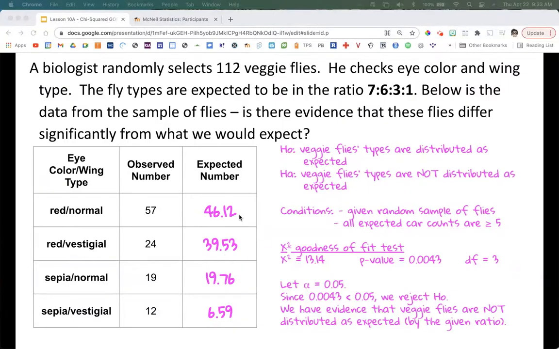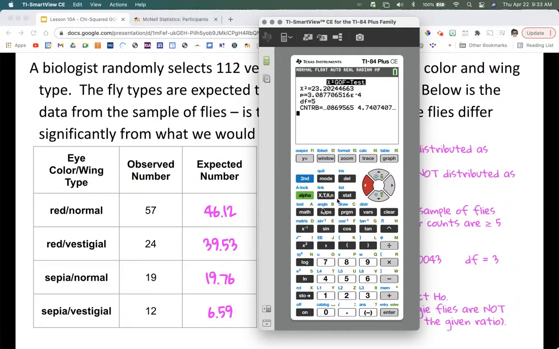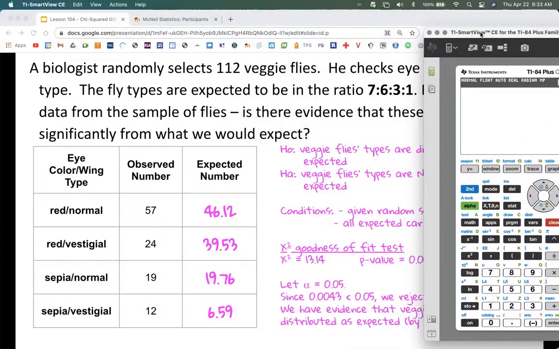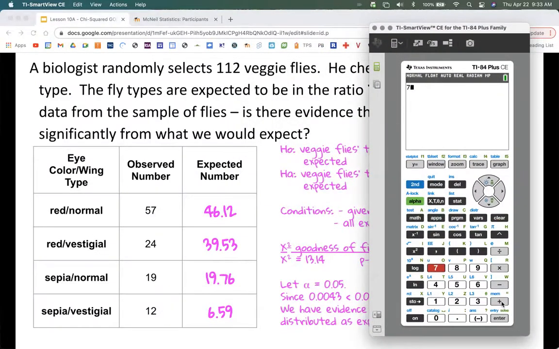So the way that we would figure out expected counts is I'm going to first add together 7, 6, 3, and 1 to figure out how many total we're dealing with, which is 17. And then basically it goes in order 7 to 6 to 3 to 1. So for that top category, that's the 7. What I'm going to do is say 7 out of 17 times the total number of flies, which is 112.